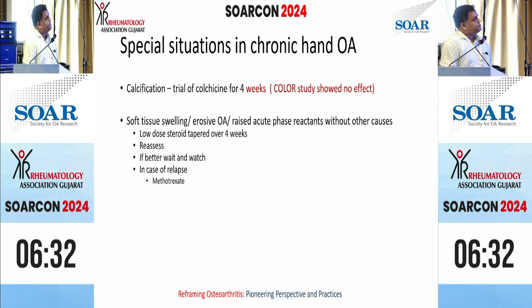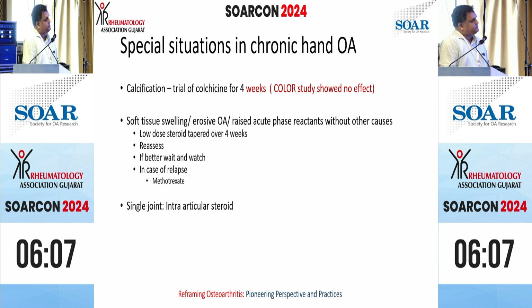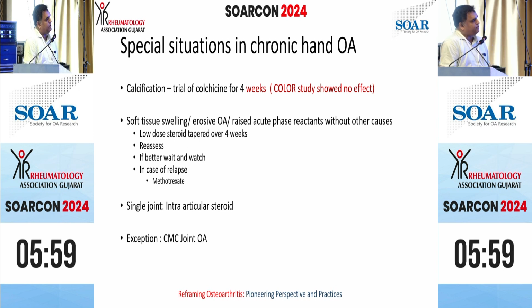For patients who have soft tissue swelling, erosive OA, and raised acute phase reactants without other causes, I do prescribe a low-dose steroid, which is to be tapered over a period of 4 weeks, and then reassess the patient. If the patient is improving, wait and watch. In case of relapse, these patients may be taken for a trial of disease-modifying agents such as methotrexate. For a single joint, intraarticular steroids are often beneficial, especially if they are painful, as was mentioned earlier. The only exception is CMC joint OA. In most CMC joint OA, as per personal experience, injections are not very helpful, nor are steroids or methotrexate.